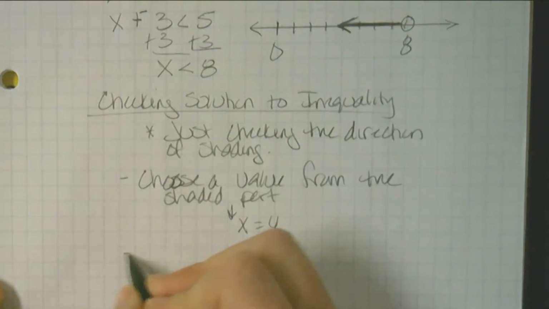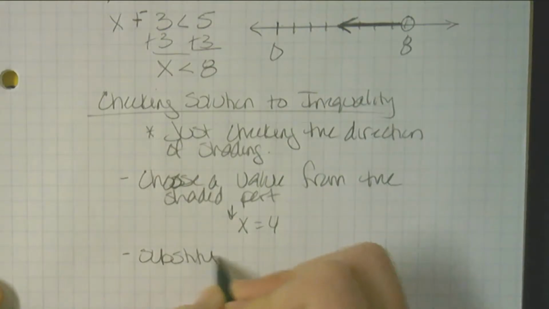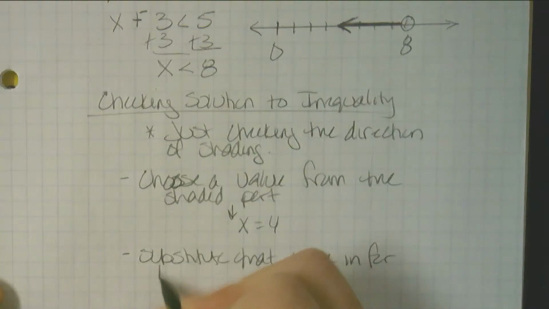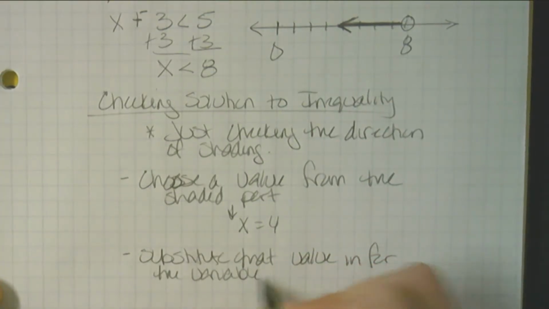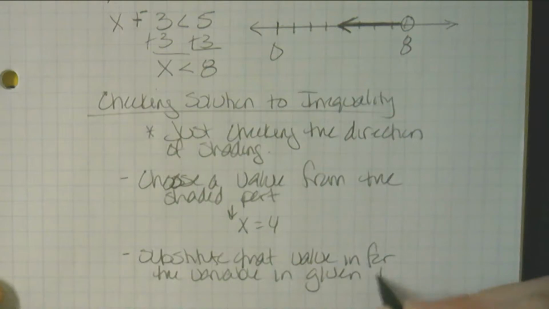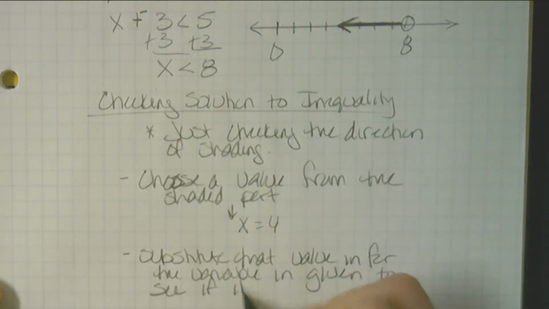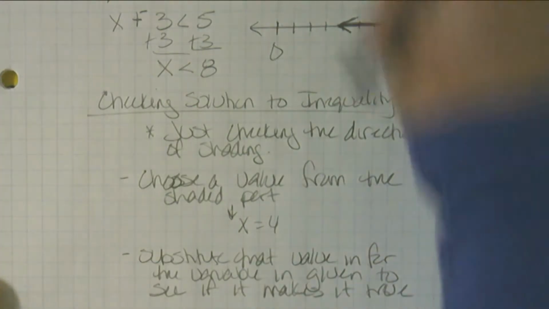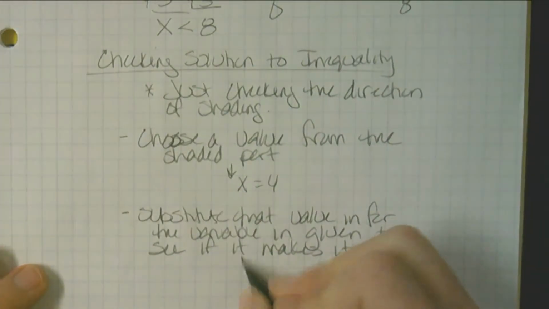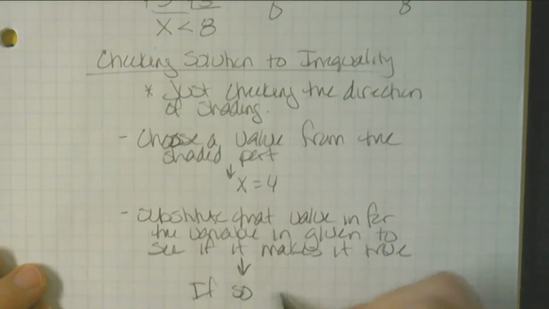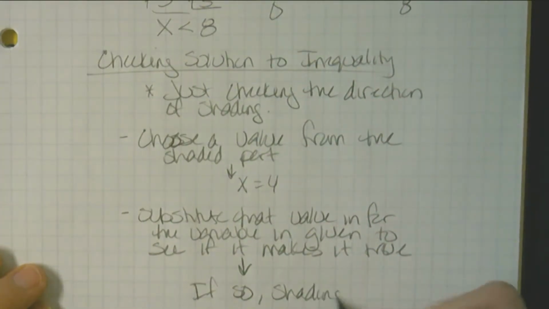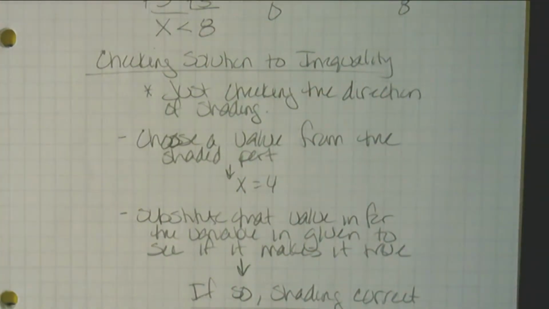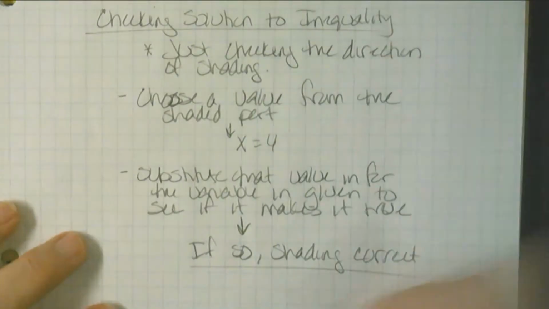Then what you're going to do is you're going to substitute that value in for the variable in the given inequality to see if it makes it true. If so, you shaded properly. If so, shading correct. So that's really all you're looking to see is, did I shade this properly? All right, so I'm going to go down here.